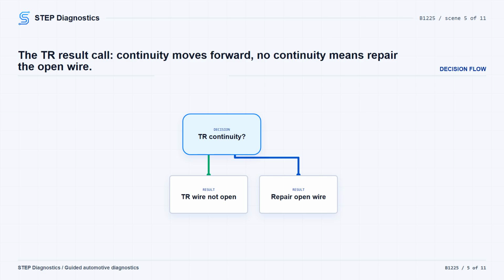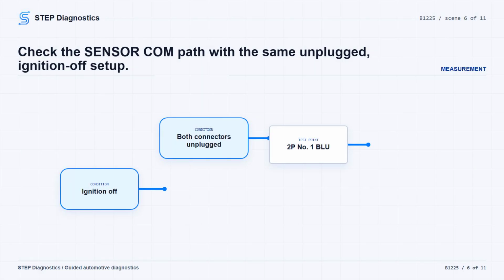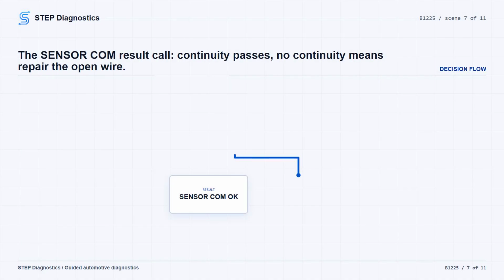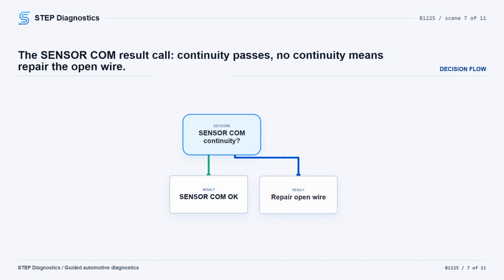If you do not have continuity, repair the open in the wire between the climate control unit and the in-car temperature sensor. Keep the same disconnected condition. Ignition at lock 0 or OFF mode, climate control unit 32P connector disconnected, and in-car temperature sensor 2P connector disconnected. Check continuity on the sensor COM circuit between climate control unit 32P connector No. 22, the BLU wire, and in-car temperature sensor 2P connector No. 1, the BLU wire.